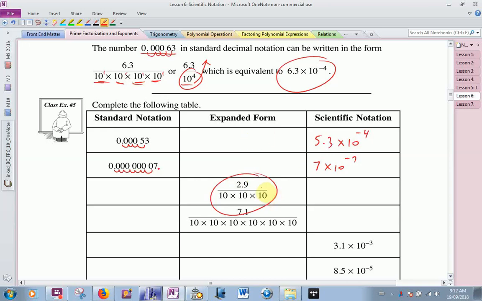I'm not going to skip that, but here this is 2.9 times, it's over 10 to the 3, so if I bring it up, it's 10 to the minus 3, if I flip it, right? Reciprocal, that's the math word. And then, to write that, I want to move that decimal, how many spots? 3 spots to the left.